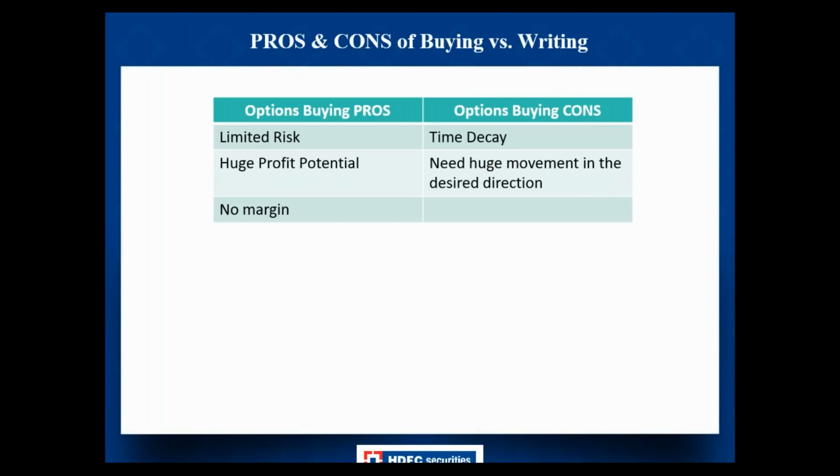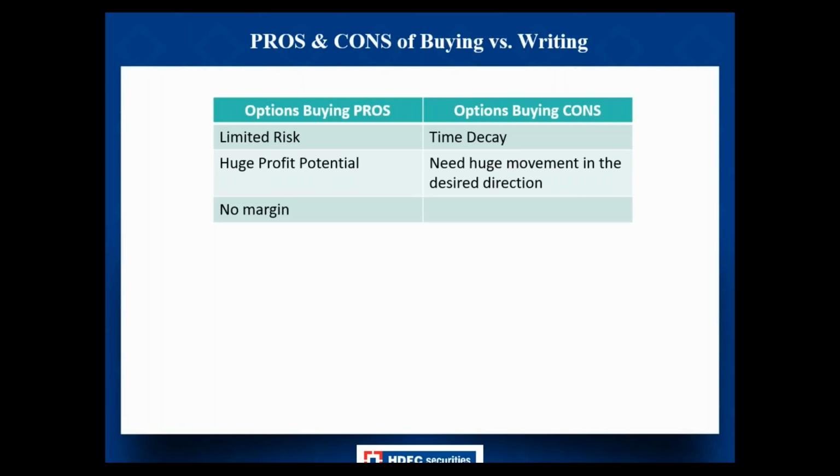So when you are a buyer of options and you have bought at a very high premium, and your stock is not moving in your direction, there is a chance that you would start to see immediate losses from your position because of the time decay factor in options buying. And the second con of options buying is that you require a very huge movement in the desired direction. So if you are a call option buyer, you would require the market or the stock to move up. Or if you're a put option buyer, you would require the stock to move down.